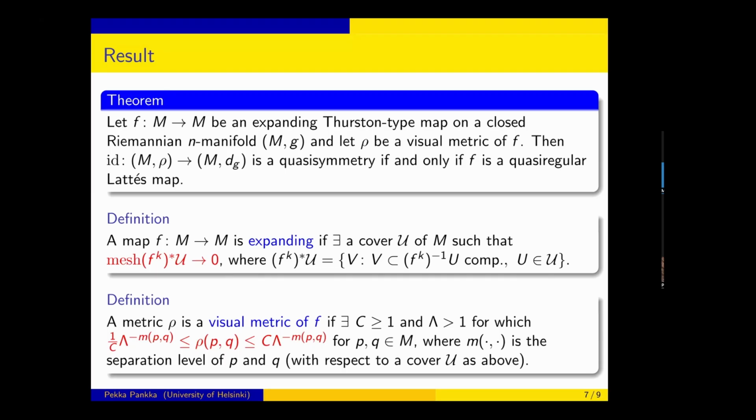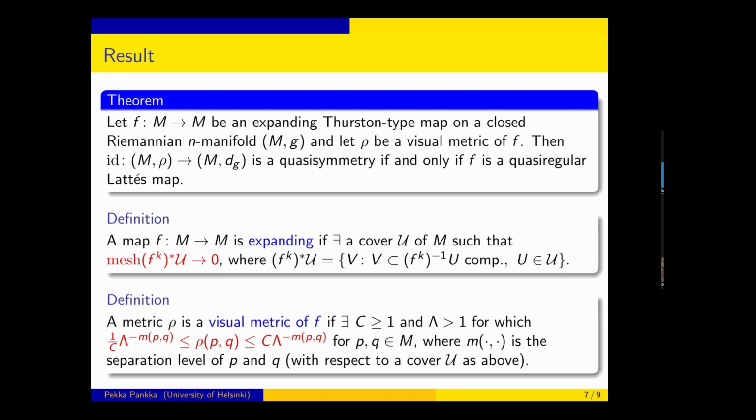The expanding means that you can find a cover on the manifold in such a way that when you take the iterated pullback covers, meaning that you take the preimages of sets and then take components, you get new covers, and the mesh of those covers goes down to 0, where the mesh is the supremum of the diameters of the sets.